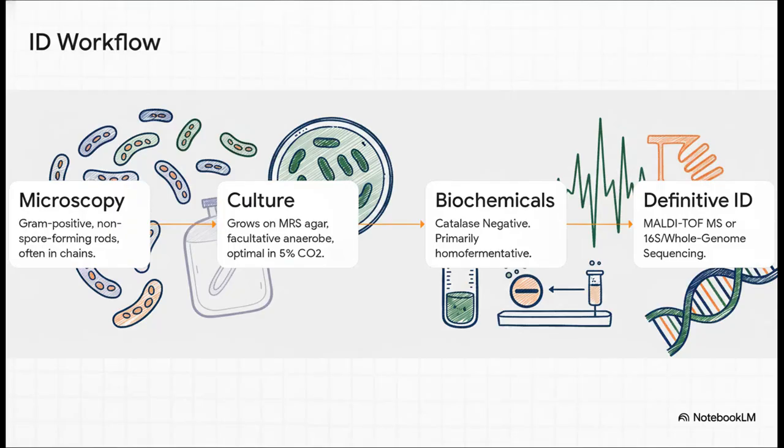So the workup starts out pretty standard. Under the microscope, you're going to see gram-positive rods, no spores, and they often like to hang out in chains. On the culture side, it's a facultative anaerobe. It really thrives in a CO2 incubator and grows nicely on something like MRS agar. Biochemically, the big one is that it's catalase negative, but to get that definitive species-level identification, you've got to use the modern stuff. MALDI-TOF or sequencing is pretty much essential, because just relying on biochemicals can lead you astray.